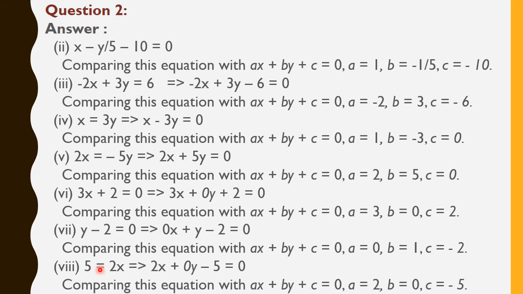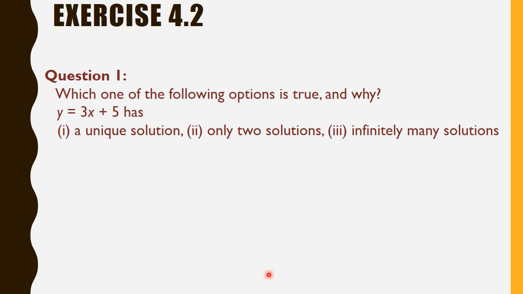The last equation is 5 equals 2x. If you rearrange again, we'll bring everything to one side. So we are getting 2x plus, since there is no y variable, 0 into y minus 5. We'll try to keep x in positive form, so we have brought 5 to the opposite side and it has become minus 5. Ultimately the equation is 2x plus 0y minus 5 equals 0. Let's compare it with the general equation. We will get the value of a as 2, b as 0, and c as minus 5.